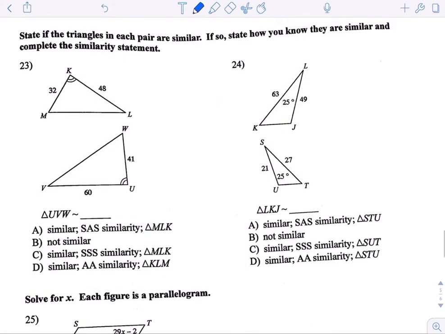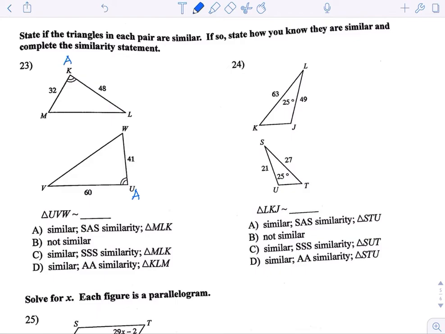Alright, so here it says, state if the triangles in each pair are similar. If so, state how you know they are similar and complete the similarity statement. Okay, so for this one, first of all, do you guys see how they have two angles that are congruent? So you know both of these are congruent by the angles. Now you guys just have to see if the sides are proportional.